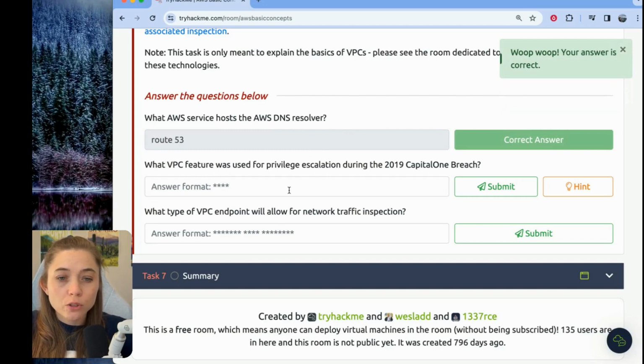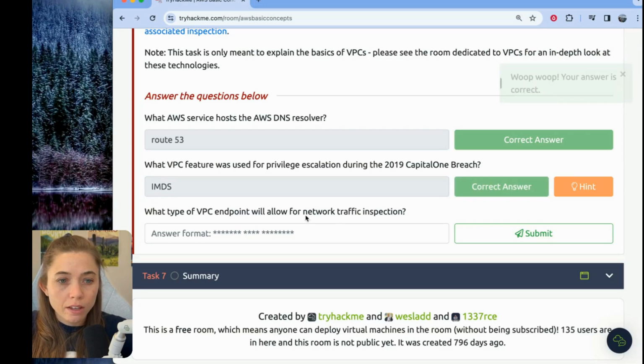What VPC feature was used for privilege escalation during the 2019 Capital One breach? So what they are looking for here is the instance metadata service. Looks like they're looking for the abbreviation.